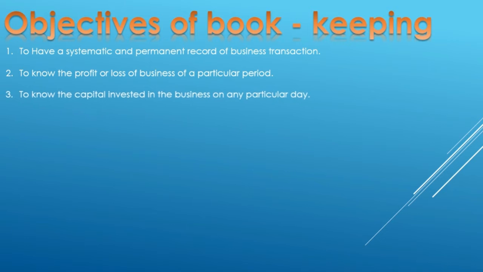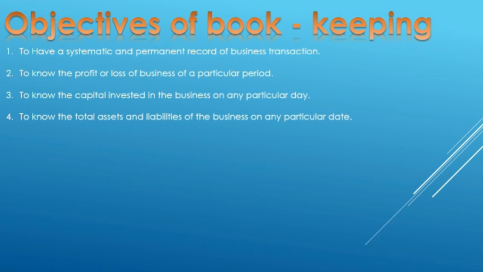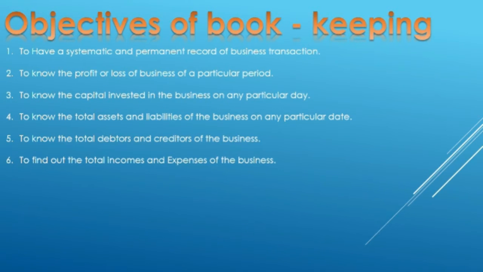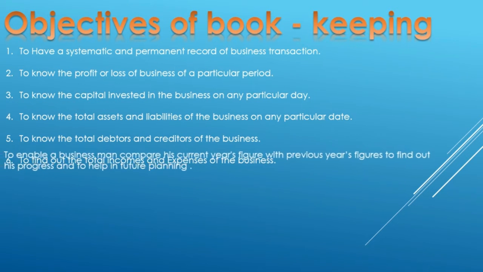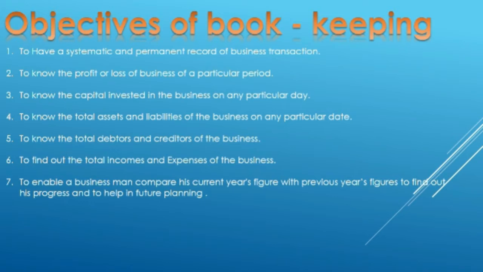Third, to know the capital invested in the business on any particular day. Fourth, to know the total assets and liabilities of the business on a particular date. Fifth, to know the total debtors and creditors of the business. Sixth, to find out the total income and expenses of the business. Seventh, to enable a businessman to compare his current year's figures with previous year's figures. This objective is very important to find out the progress and to help in future planning.